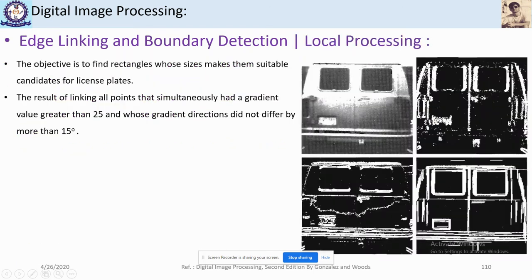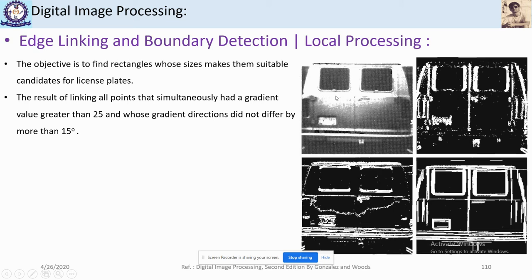Okay, then moving forward, here one example is given. Here we have the back of one vehicle. The objective is to find rectangles whose sizes make them suitable candidates for license plates. So we need to find the rectangles which have the size of the license plate, which is this one here.